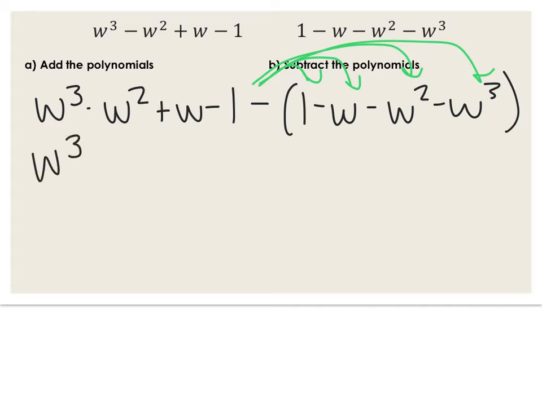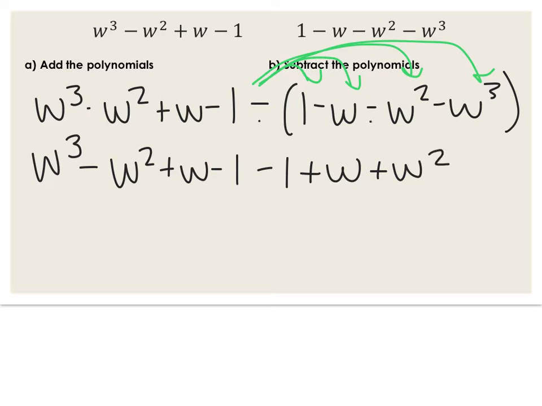So I have w cubed minus w squared plus w minus 1. This turns into a negative 1. This guy's going to turn into a positive w, because negative times a negative is a positive. This one's a positive w squared, because negative times a negative is a positive. And this one's going to be positive w cubed, because again, negative, negative, positive.